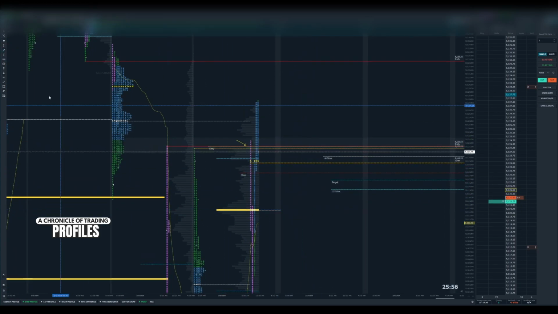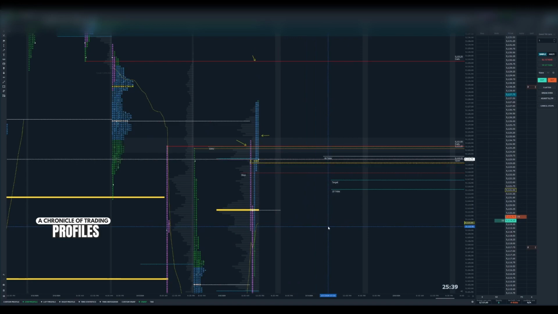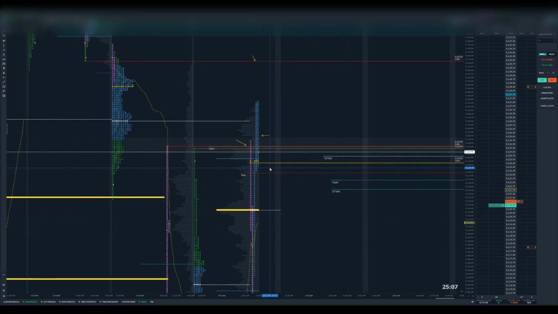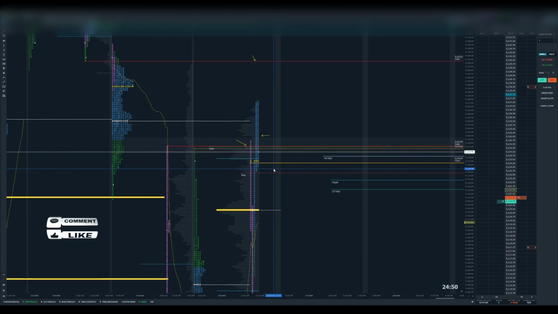But it does test that low here in a second, but it doesn't break the D low, so I felt okay with that. And then my next goal was to get back over that high from yesterday and overnight high. I want to see it get back into that node that's over this area that we're at right now. So I have that arrow.